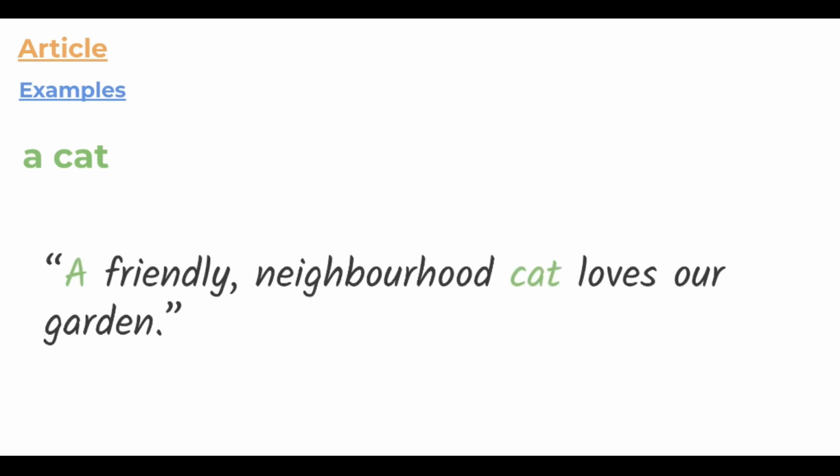Let's see them in action here. So a cat, for example. And we can say something like, a friendly neighbourhood cat loves our garden. So we don't know this cat, it's not our cat, it's a general cat maybe of the neighbourhood here. So a cat is fine. If we were to know its name, or if it was our cat, of course we could say the cat, but it's quite general here. And we've got some nice adjectives to describe the cats as well.